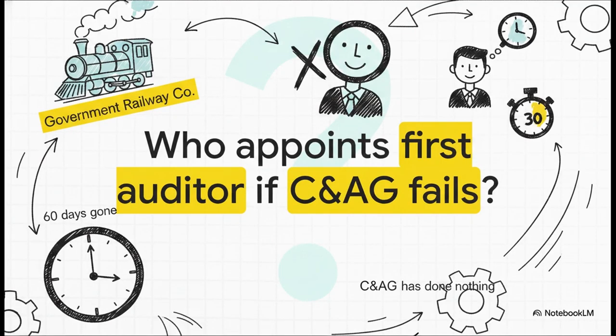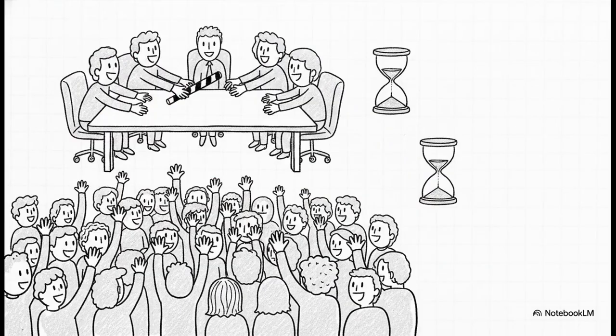Okay, before we wrap up this revision explainer, let's really test your recall of the most tangled timeline we discussed today. Imagine a newly registered government railway company. The clock is ticking, 60 days have passed, and the CAG has done absolutely nothing. Who steps in, and exactly how much time do they have? If you said the board of directors within 30 days, you are perfectly on track for an AIR level score. And remember the whole chain. If the board also fails, it immediately goes to the members in an EGM for another 60 days. That's your 60-30-60 rule in action.